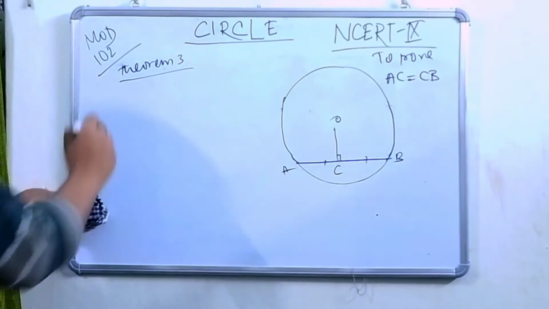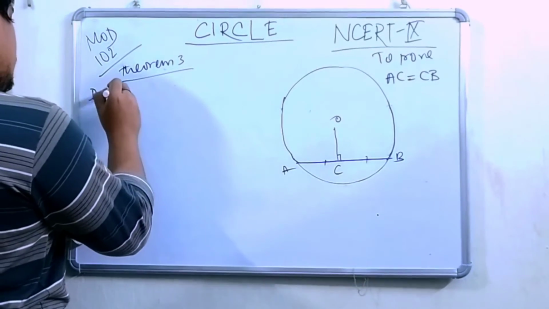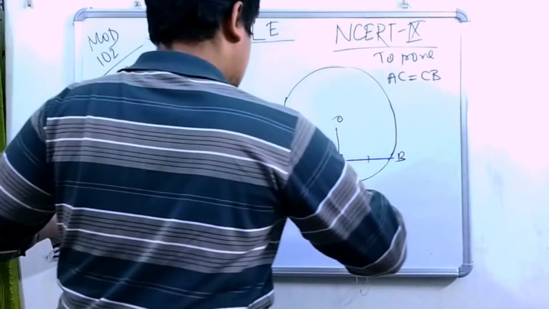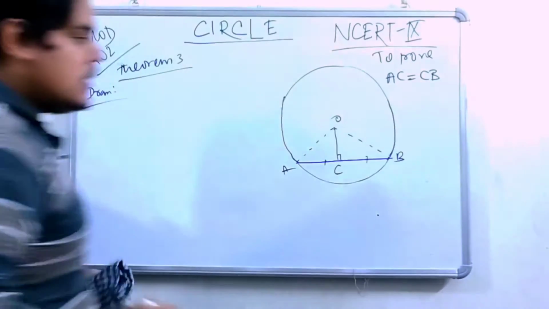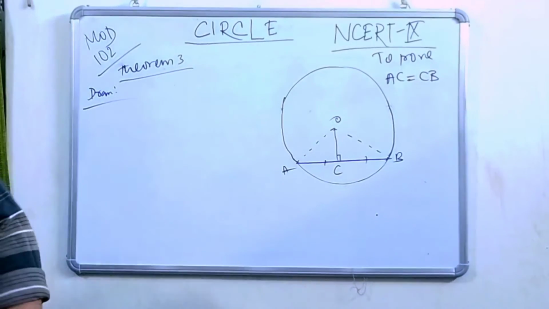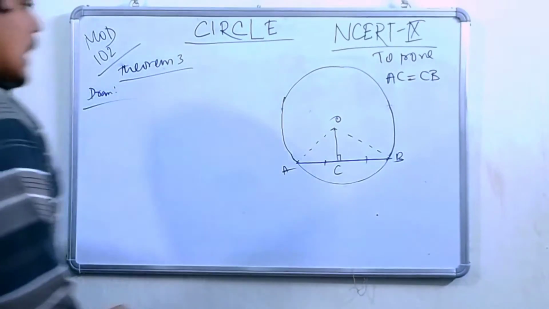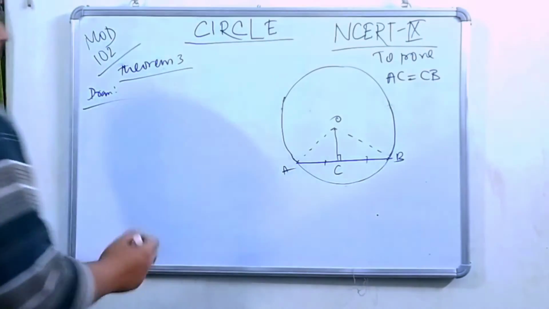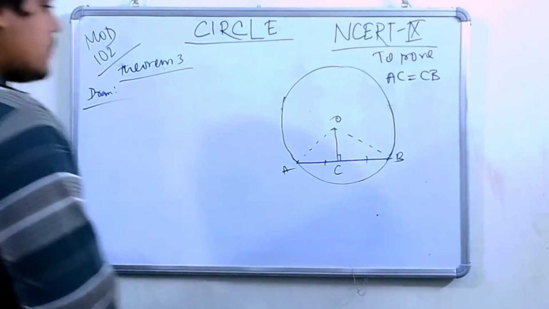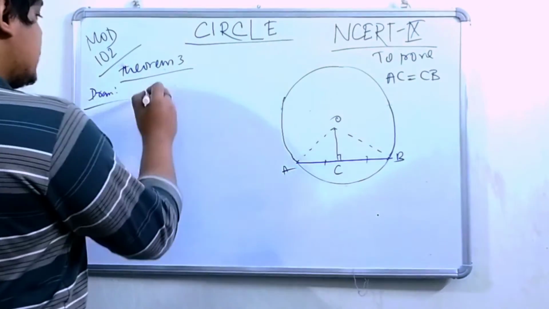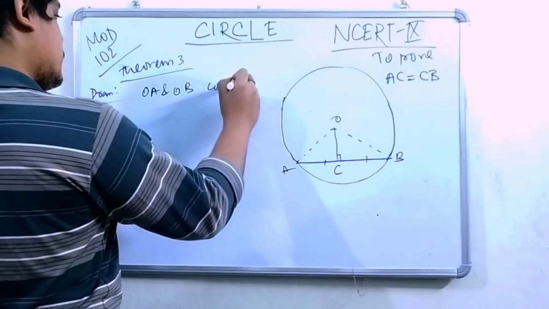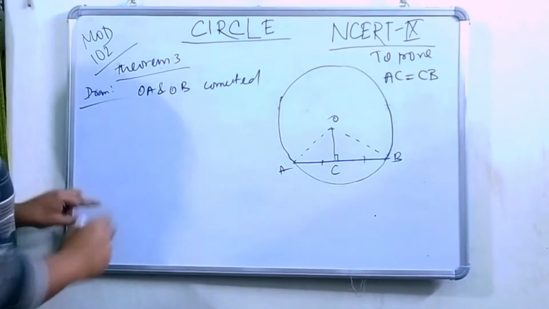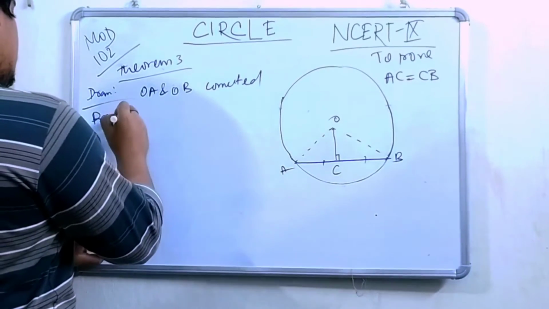Okay, now let's do some drawing. Let's draw two things. First of all, connect this one. So OA and OB are connected. Now what can I say from that? OA and OB are connected, so these two triangles are formed. Drawing done.